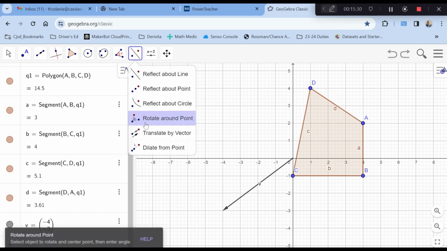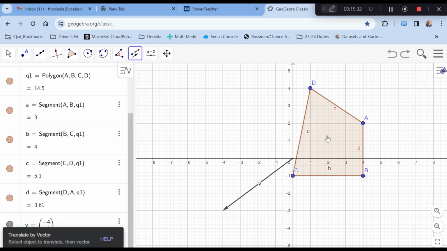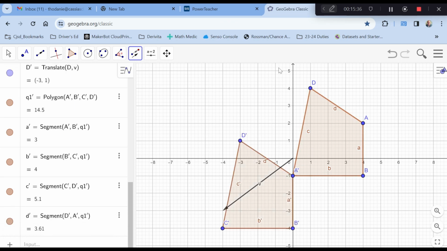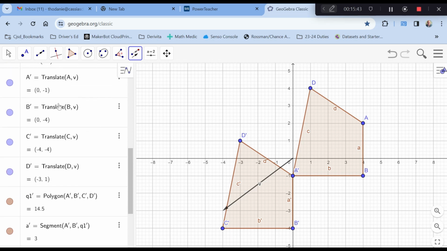That's under here. It is a translate by vector. I select the polygon, I select the vector, and I get my new polygon, complete with all of the coordinates here listed for us. So here is A prime, B prime, C prime, and D prime. Really handy, okay? Really handy little deal.